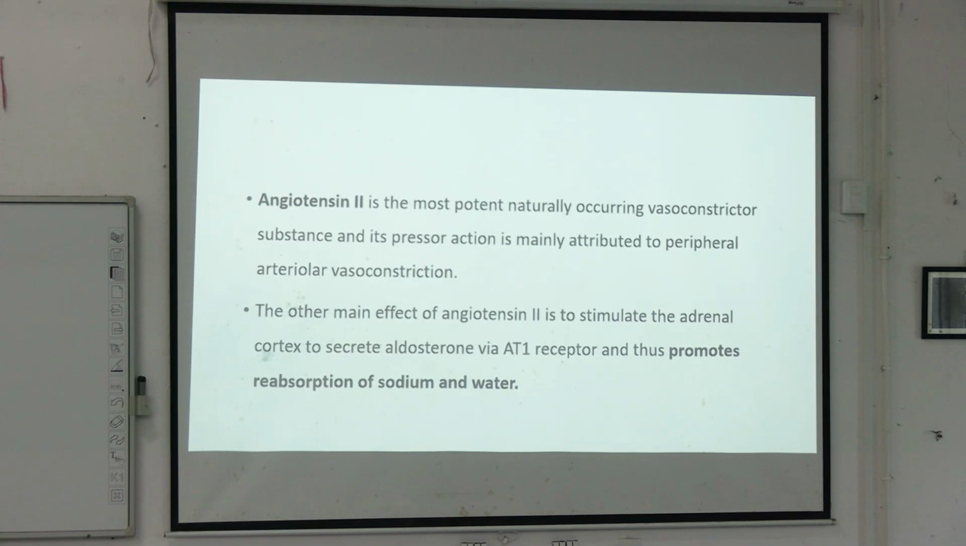Angiotensin 2 is the most potent naturally occurring vasoconstrictor substance, and its pressor action is mainly attributed to peripheral arteriolar vasoconstriction. The other main effect of angiotensin 2 is to stimulate the adrenal cortex to secrete aldosterone via the AT1 receptor, and thus promote reabsorption of sodium and water. So mainly, angiotensin 2 promotes reabsorption of sodium and water.